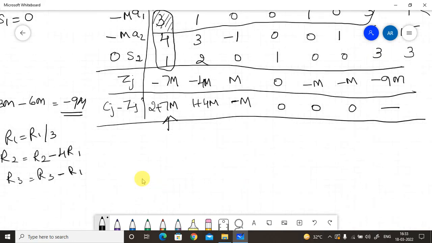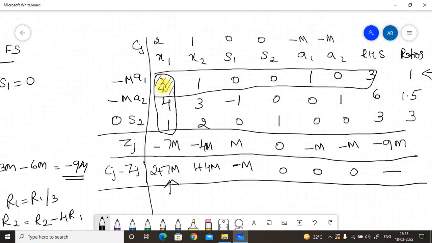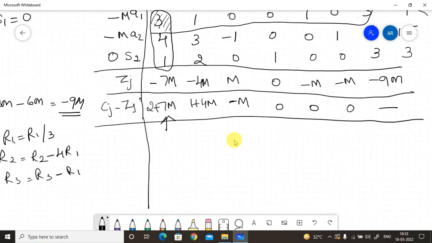Now first you have to solve the first row. There is one small change in what you need to do. See here, 3 was the intersection variable. Since 3 is the intersection variable, minus m into a1 will go out, it is the leaving vector. In its place, 2 into x1 will come and sit, so I'll write 2x1 there.